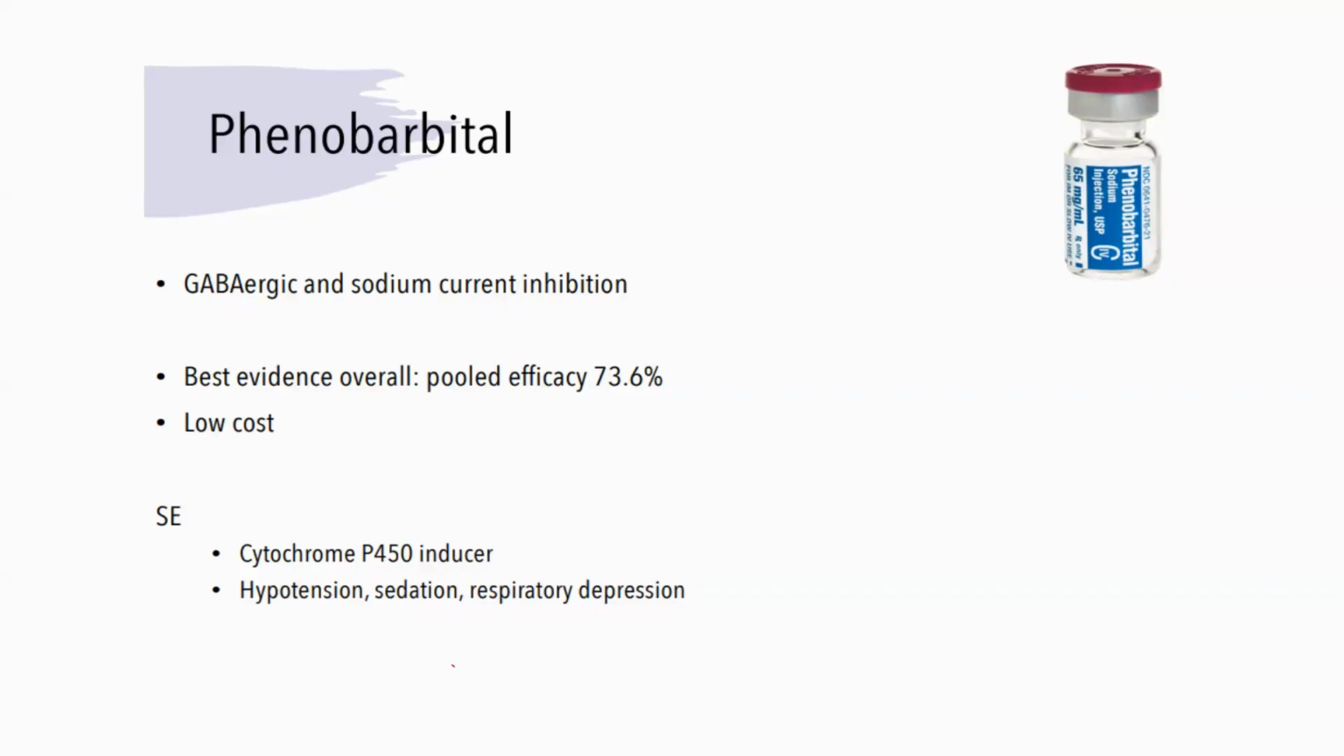We have oral. Okay. So this one too we try to avoid because of the plethora of side effects, but if this is all we have, it works very well based on the ESETT trial. All of them are effective. Best evidence pooled, when we look at all the evidence, there's a 73.6% efficacy, and it's a low cost compared to all of them. So this medication could potentially be administered on a cost basis.